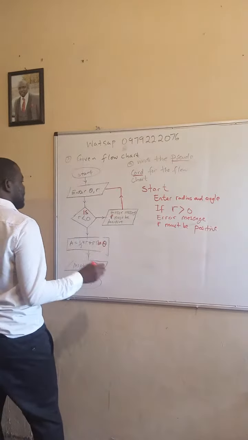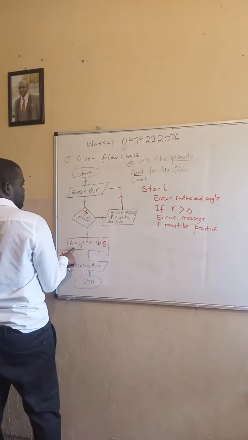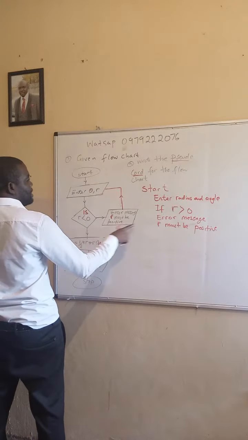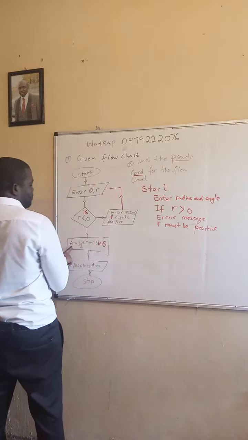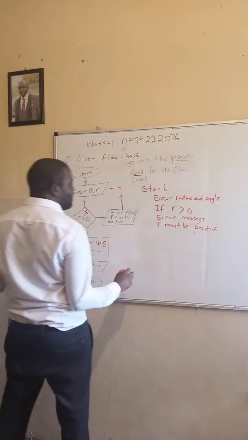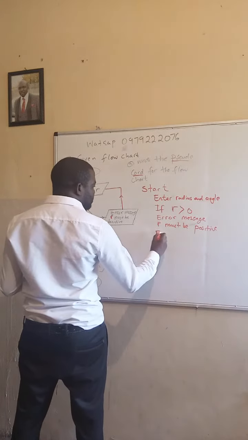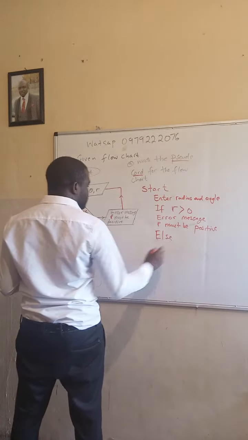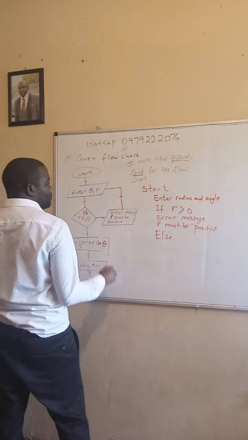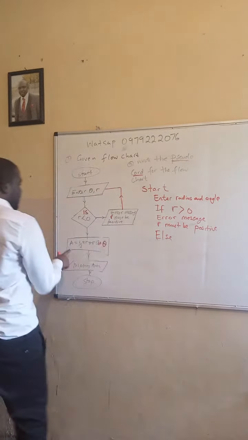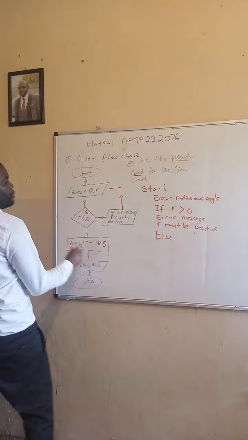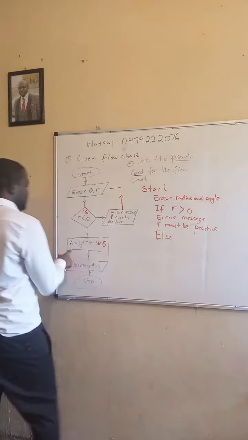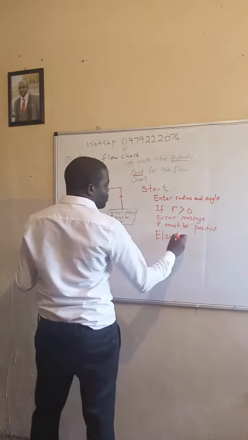After the error message, what comes? The error message is down. After that, it is the formula. Whenever I write in the formula, you put else in front. Else, and then now you put the formula. Else, this A means area. So you put area.